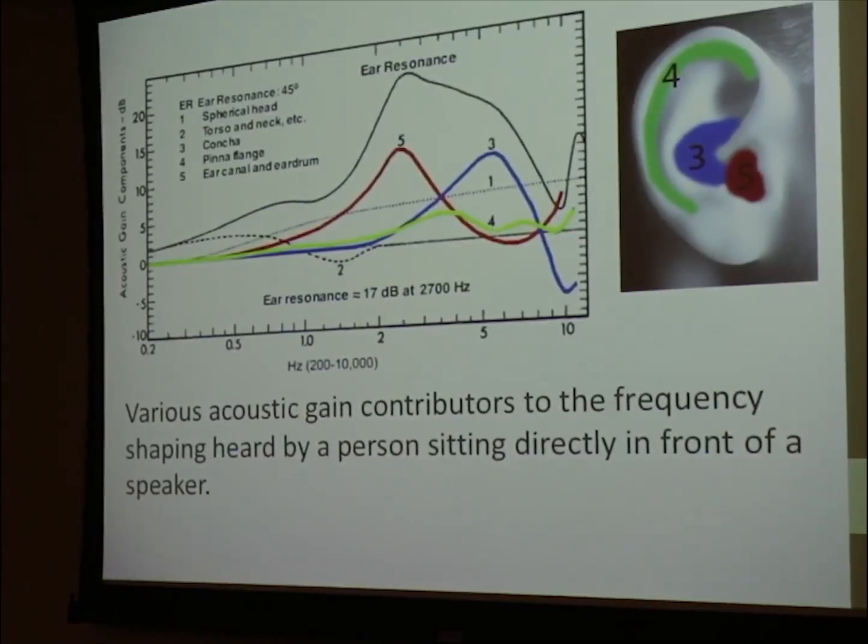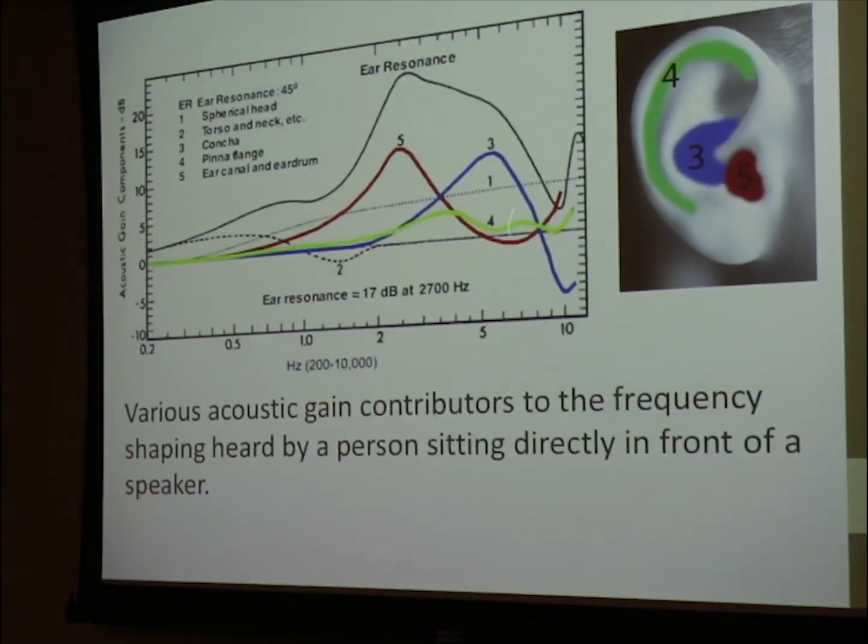Next slide. Okay, here is a breakdown of the different parts of the ear, as well as the head and the torso, which affect the way that you hear the sound. So here you can see number 1 is the head. The head actually has its own response, as well as the torso seen here, number 2. And the pinna, which I was talking about, the pinna flange right here is number 4. So it's a nice little green curve you can see right there. And there's the concha curve, which is right here, and the ear canal curve.